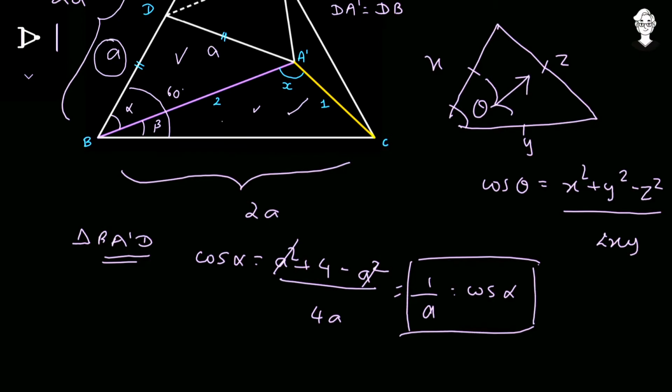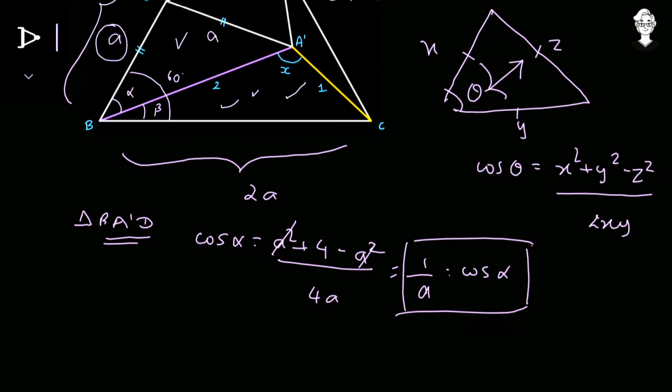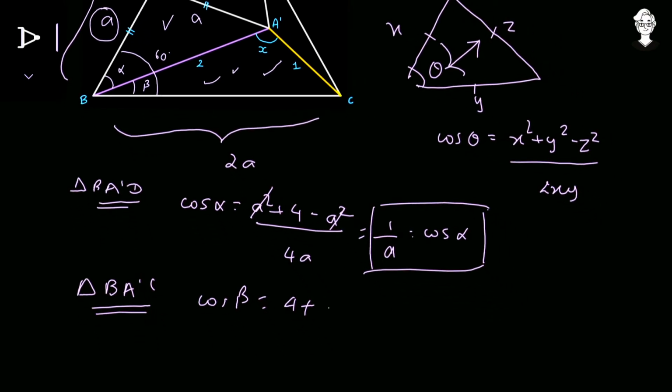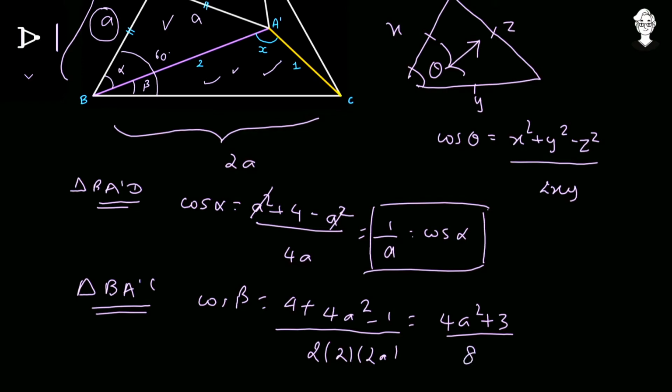Now we will calculate the value of cos of beta according to the other triangle, which is triangle BA dash C. In this triangle the value of cos of beta is going to be 2 square, 4, plus the adjacent sides are 2 and 2 times a, so the other side is 2 times a, so its square becomes 4 times a square, minus the square of the opposite, that is minus 1, upon 2 times 2 times 2 times a. So here we have 4a square plus 3, upon 2 into 2 into 2, that is 8 times a. This is the value of cos of beta.